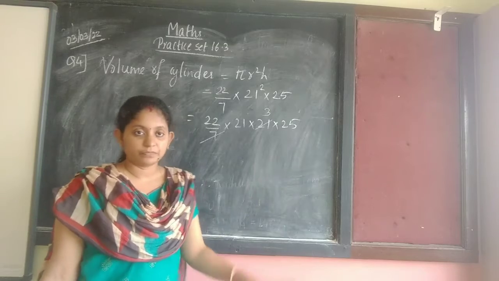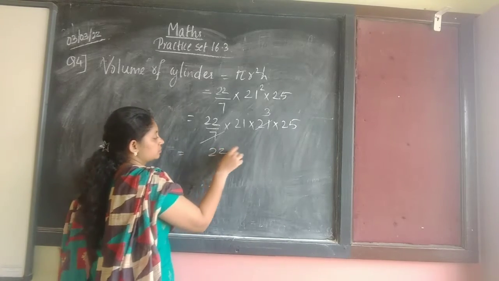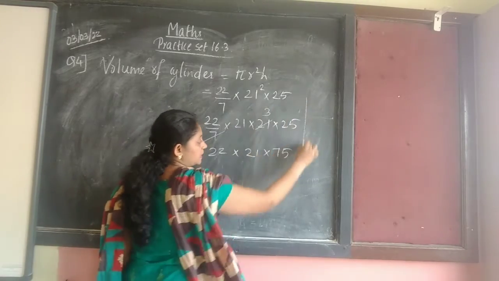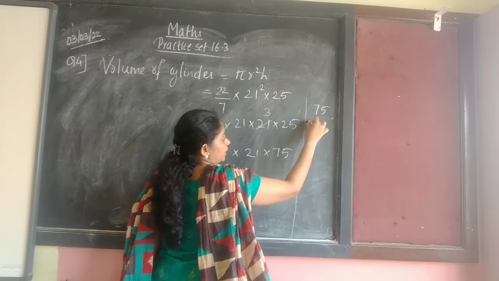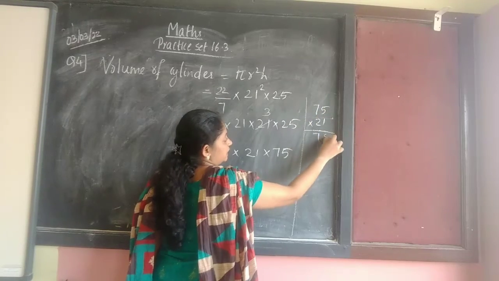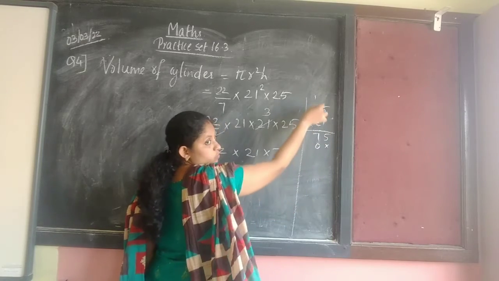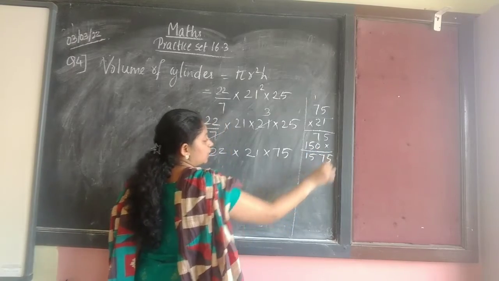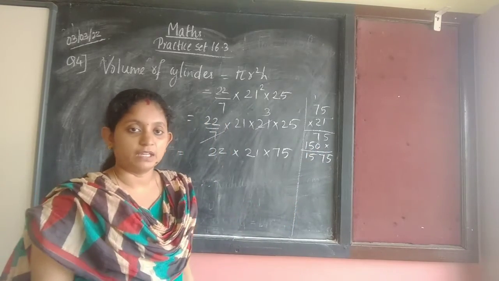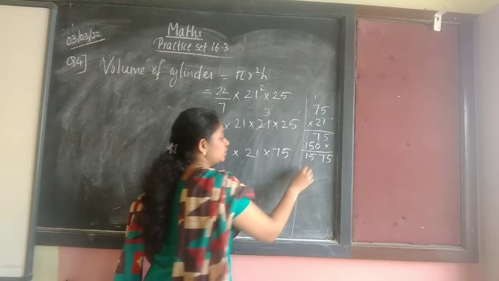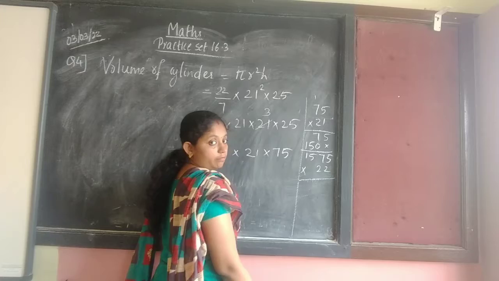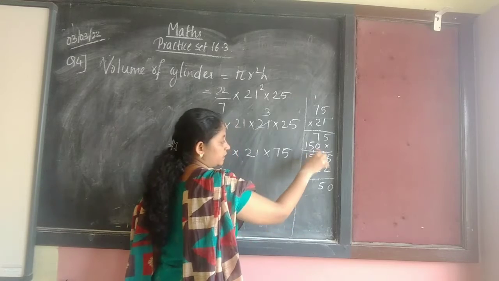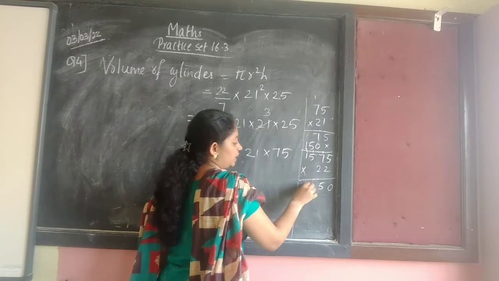25 threes are what? 75. Now multiply 75 into 21. 1 five is 5, 5 twos are 10, 7 twos are 14 plus 1, 15. So what you get? 1575. Now what are we supposed to do? Multiply with 22. 5 twos are 10, 7 twos are 14 plus 1, 15, 5 twos are 10 plus 1, 11, 2 ones are 2 plus 1, 3.